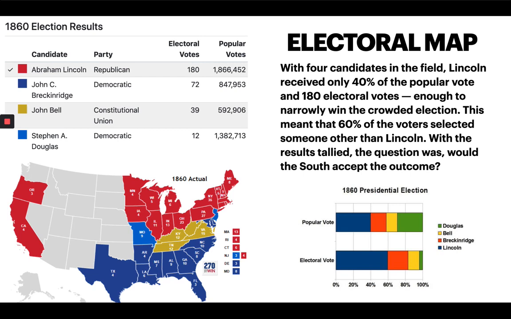So, with all the results tallied, Abraham Lincoln declared the winner, the next president. The big question is, would the South accept it? Again, I said the South did not even put him on the ballot. The South hated the idea of Abraham Lincoln, a staunch abolitionist, even being considered a candidate for president of the United States. But here he has won. How is the South going to react?